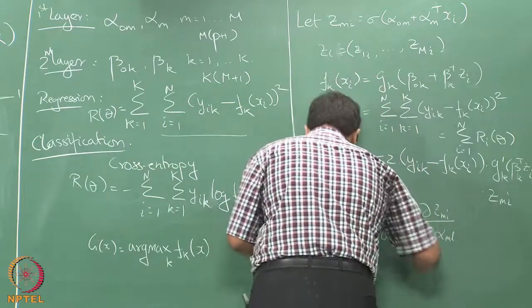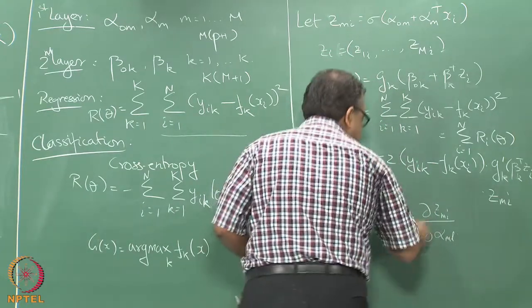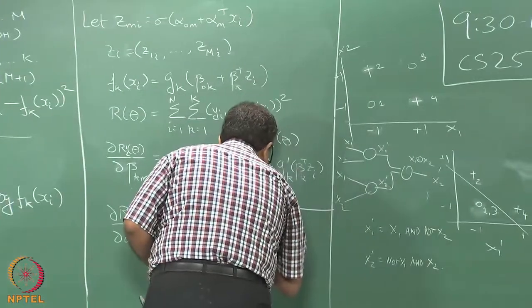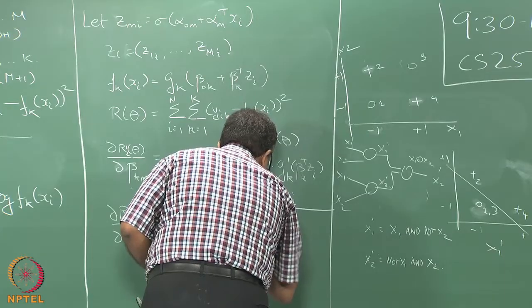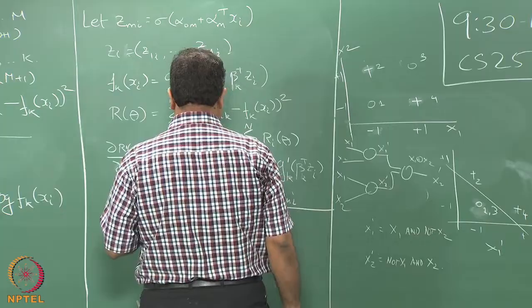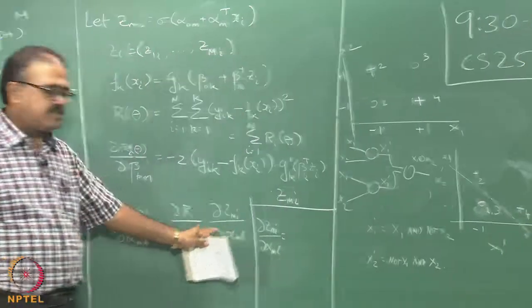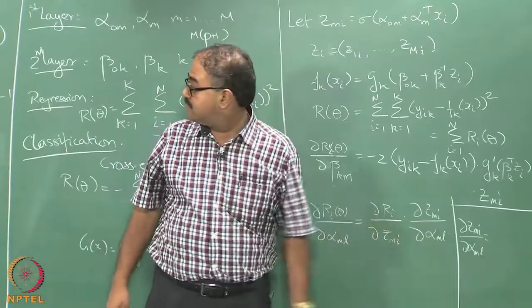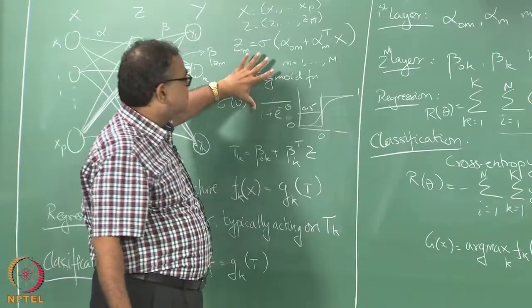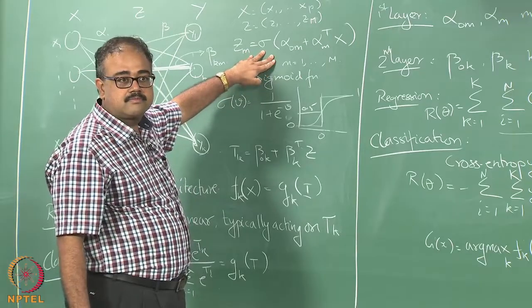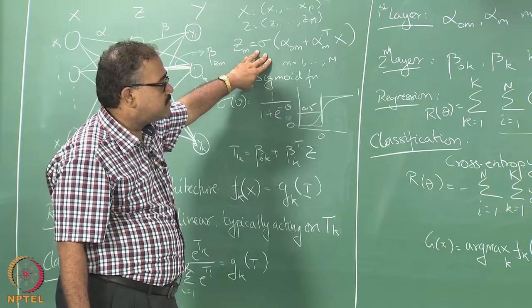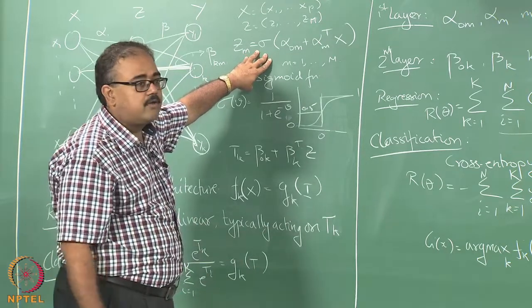Then let us do each one of these in turn. This is rather easy. So what is that? We have that already. So what is dou z_m by dou alpha_ml?